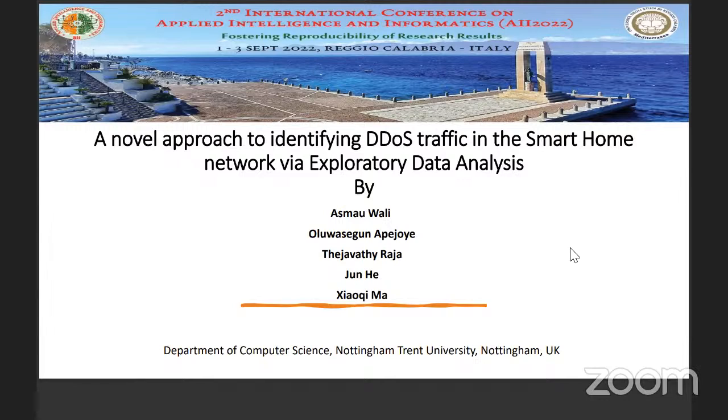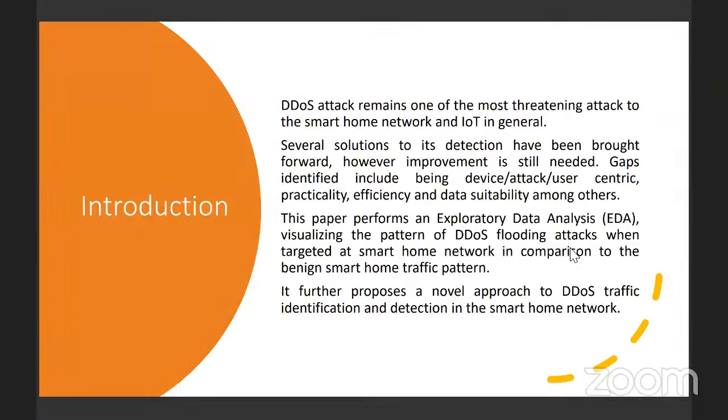Okay. So good day, everyone. My name is Asma'u, and I'm presenting the paper titled A Novel Approach to Identifying DDoS Traffic in the Smart Home Network via Exploratory Data Analysis. So DDoS attack remains one of the most threatening attacks to the smart home network and IoT in general. Several solutions have been proposed for its detection, but there are still gaps, like being device, user or attack centric. And there's the issue of having solutions which have the single packet inspection approach or too many parameters to process, which takes too much time. And then the issue of data suitability, where non-IoT or outdated data is used.